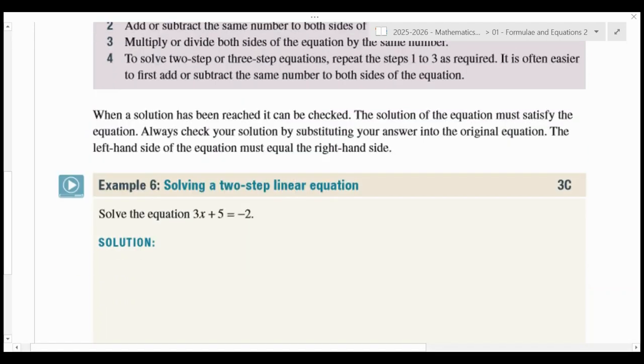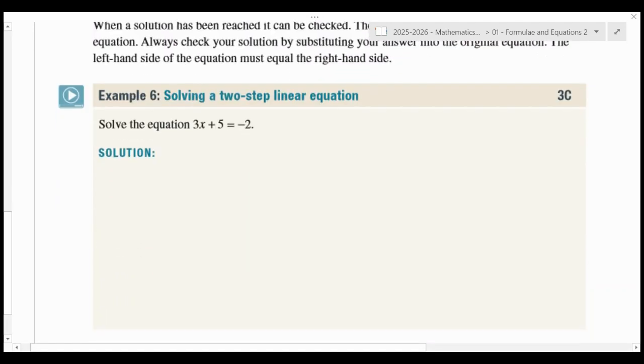All right, so let's have a look. Example 6. We have solving a 2-step linear equation. So here's the equation. 3x plus 5 equals minus 2. So whenever you're doing anything like this, it doesn't matter how complicated this actual expression or equation looks. You've got to think, what am I trying to work out? What is my last line going to be? What does the person who's looking at this and saying, hey, they did a good job, or they didn't really understand, what are they looking for?